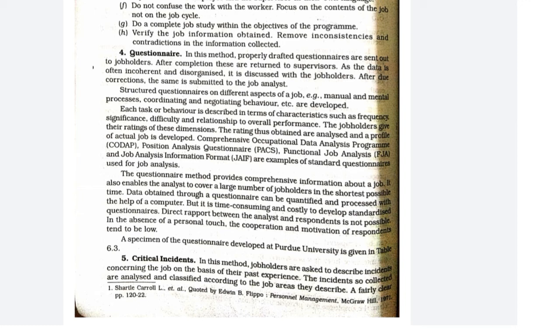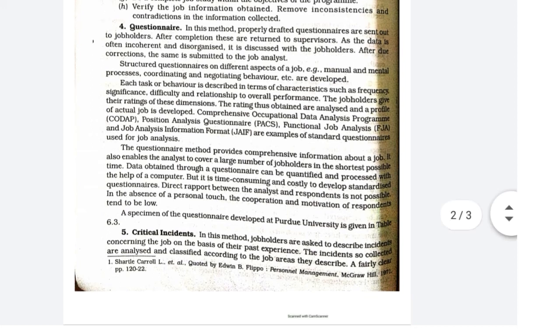Okay, and the third limitation: there is no direct interaction and rapport between the analyst and the respondent or employee. So it is not possible, and that's why it becomes one of the limitations. So these are three limitations of the questionnaire method.